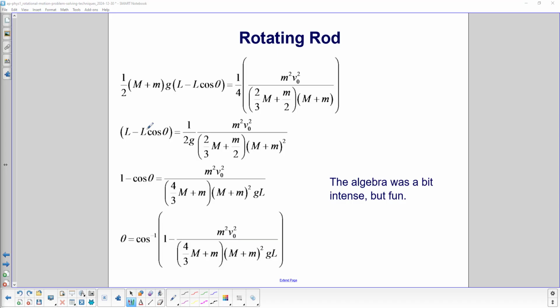We now finish up the algebra. We've got this expression from the previous slide. We divide both sides by capital M plus little m. We have it over here too, so that now becomes squared. A little more rearranging. And then our maximum angular displacement is this expression right here.